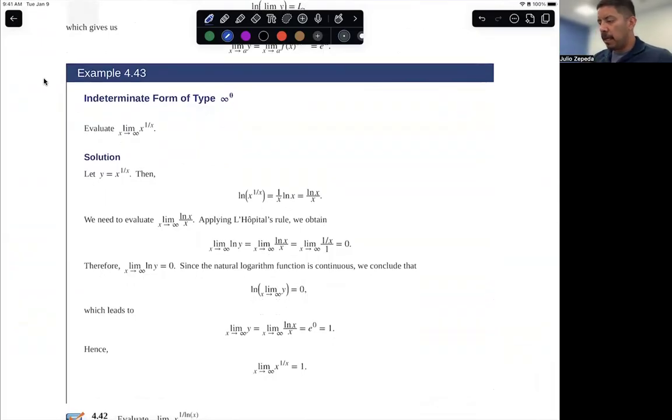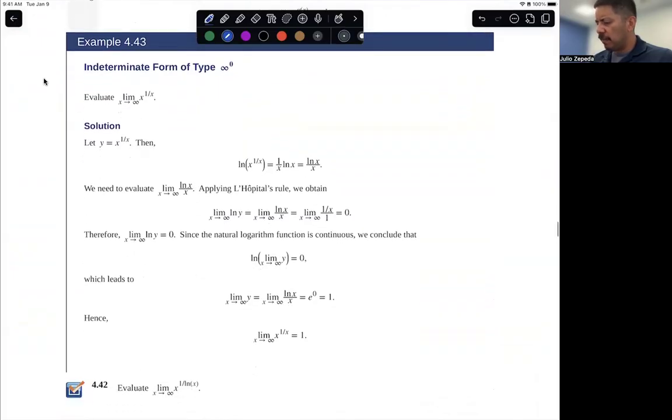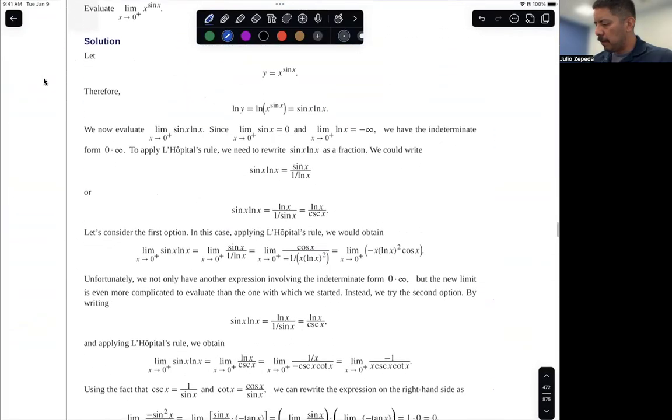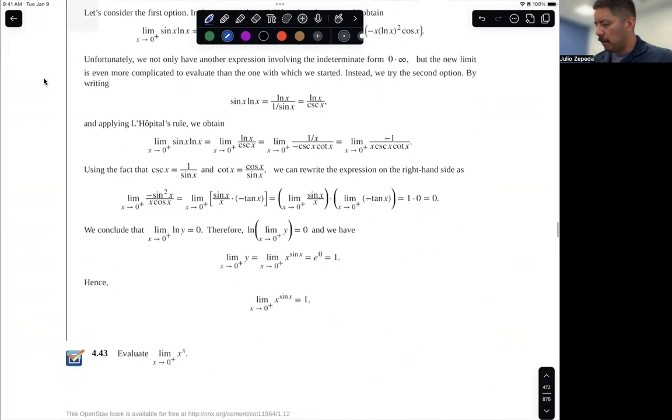So let's see if we can find a good one. Is this going to be good? 0, 0 to 0. Oof. Wow, that is ugly.